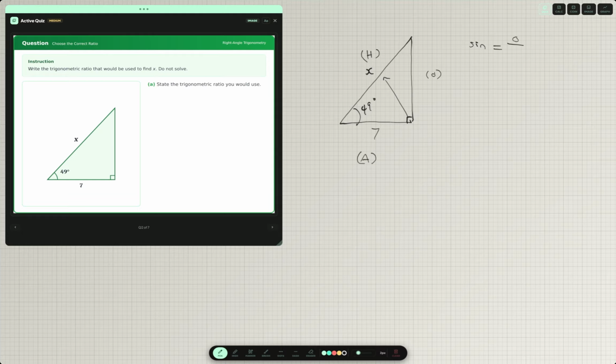So sine is opposite over hypotenuse. We can't use that because we've got an adjacent. Cos is equal to adjacent over hypotenuse. And we have an adjacent and we have a hypotenuse, so we're going to use this one. That means we'll write out something like cos 49 degrees is equal to 7 over x. And that's going to be where we start solving these types of equations. We're going to write out the expression as we see it, or the equation as we see it.